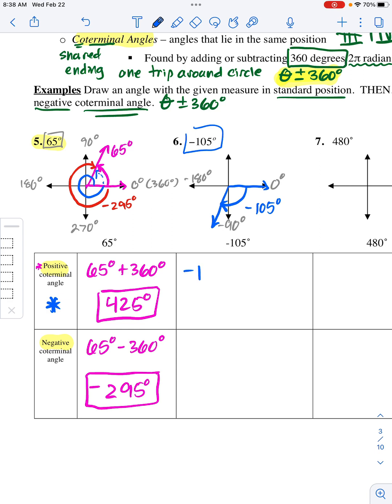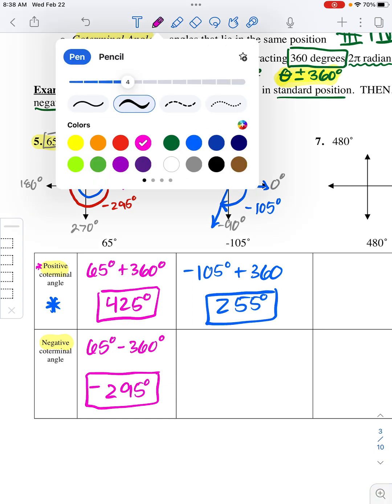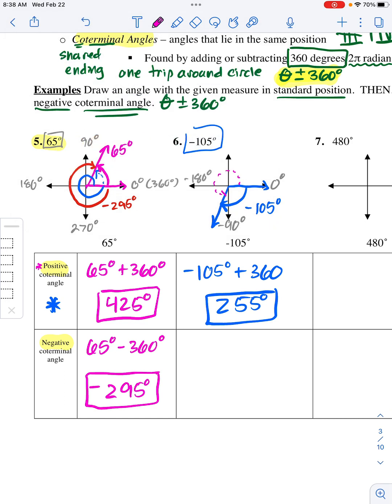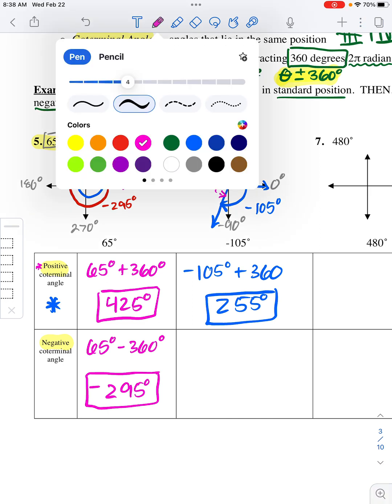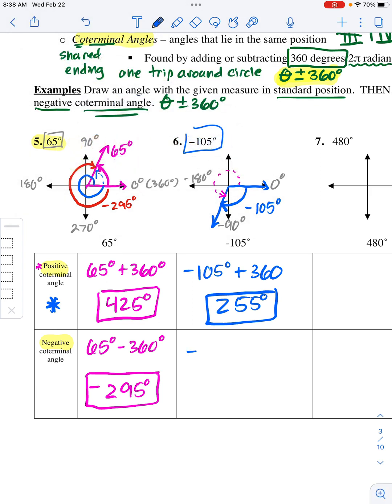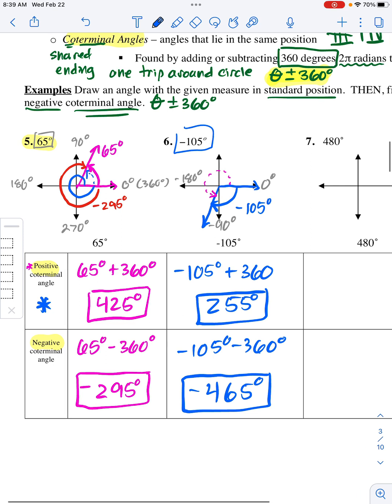Here to get a positive coterminal, I'd have to add 360 because subtracting would just make it more negative. And I'd end up at 255, which means if I had started up here and gone in a positive direction, I would go 255 to get to the same spot. If I need another negative in this case, I can just take away one more trip around, and that would require me to be more than one trip around the circle. So if I did draw that, it would be a spiral again.